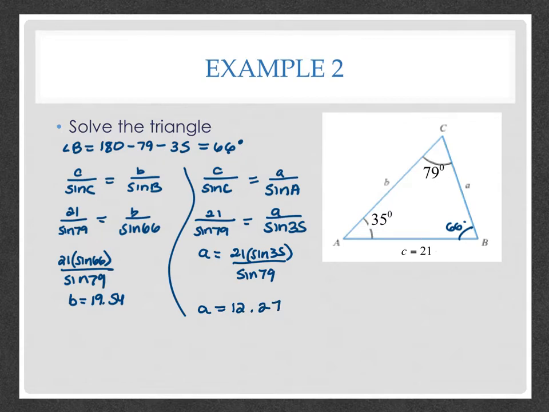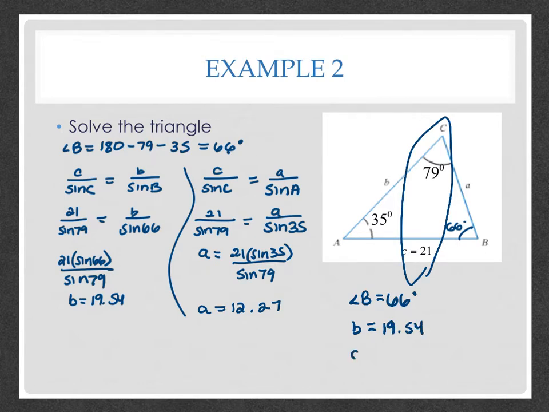All right, so the angle came from subtracting from 180, you got 66 degrees, and then 21 over sine of 79, that was the full ratio that we had, which was C. So 21 over the sine of 79 equals B over the sine of 66, and you should have gotten B is 19.54, and then 21 over sine of 79 equals A over the sine of 35. So when you're listing out all the information that was missing, which is what it means to solve the triangle, I'd get angle B equals 66, B equals 19.54, and A equals 12.27. Easy stuff, right? Questions so far?